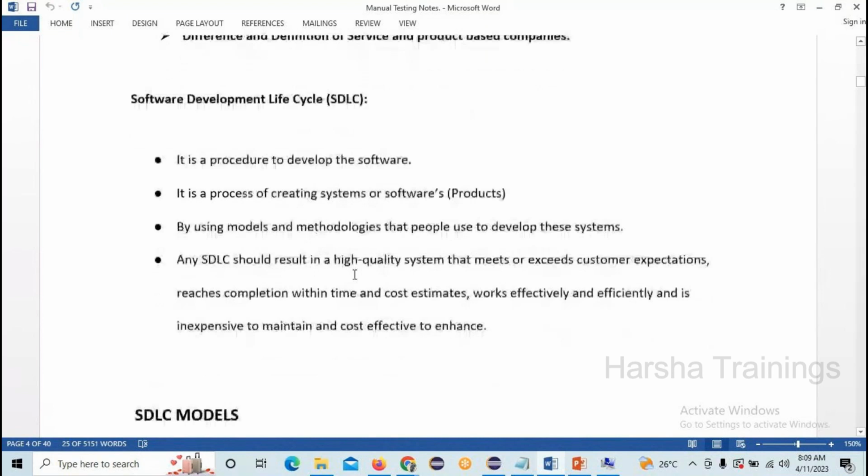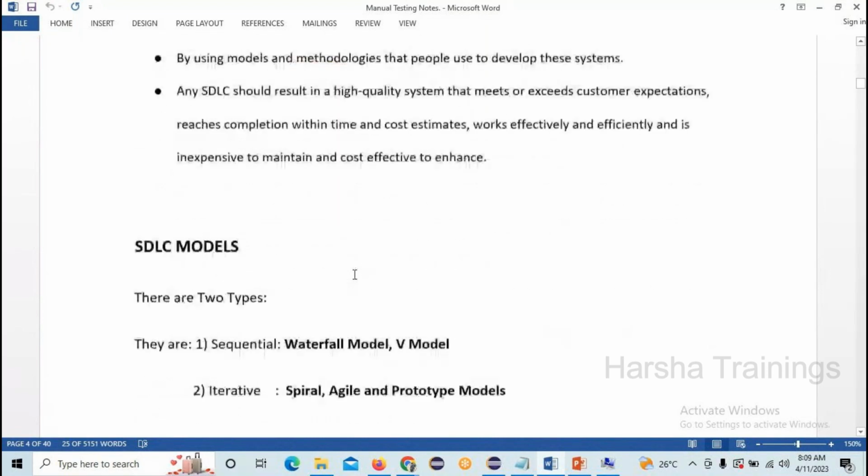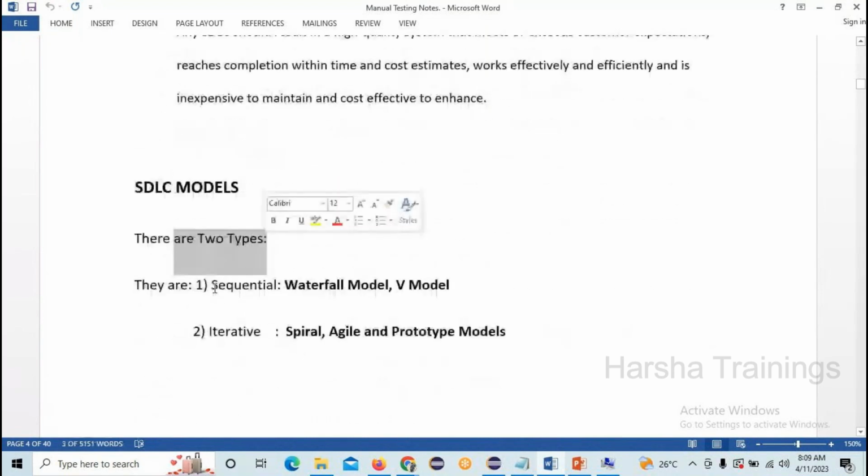Mainly, we have two types of models. The first one is the sequential model. The second one is the iterative model. In sequential, we have a set of models, but mostly people use these: the old model and the new model. Waterfall model is also called the traditional model, and V is nothing but the verification and validation model. And coming to the iterative, we have three models: spiral model, agile model, and prototype model.